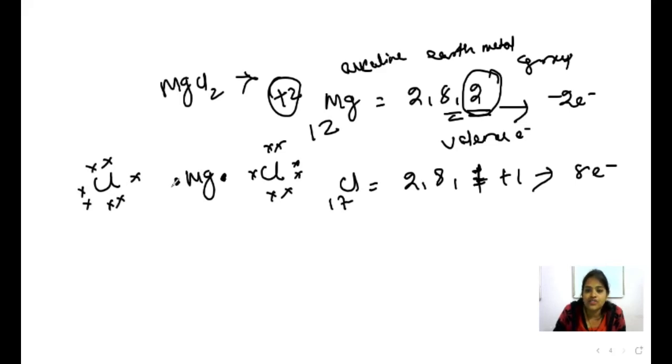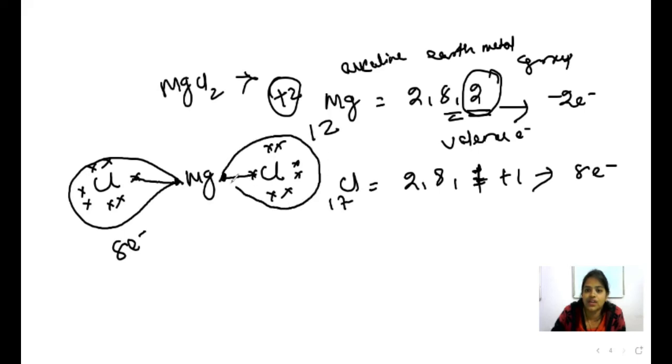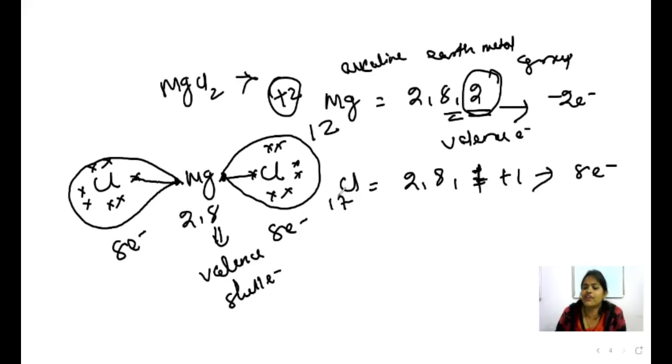Now look, Mg transfers the electrons to the chlorine atoms. By gaining 1 electron, chlorine has 8 electrons in its outermost shell. Here also magnesium is transferring 1 electron, and that chlorine atom has 8 electrons in its outermost shell. By transferring the 2 electrons, magnesium now has the electronic configuration 2, 8. Now 8 is the valence shell electron. So magnesium chloride has also formed an ionic bond. Okay, so this is the concept of how the ionic bond is formed.